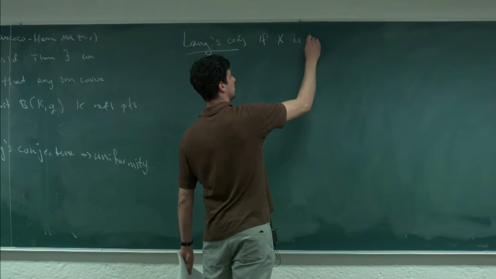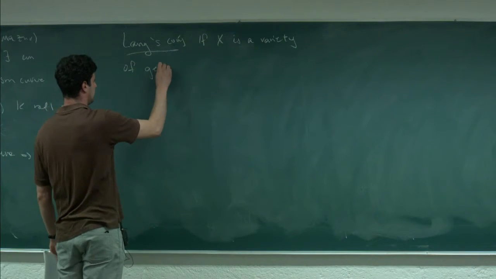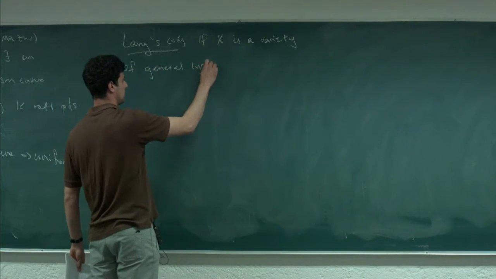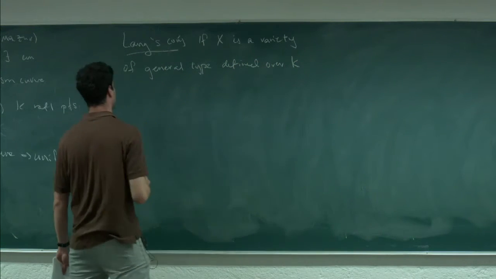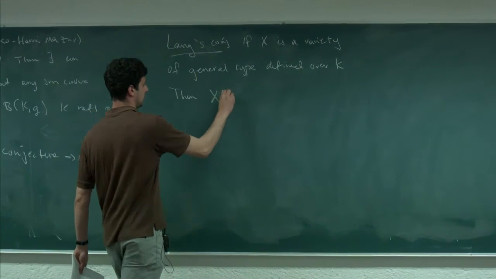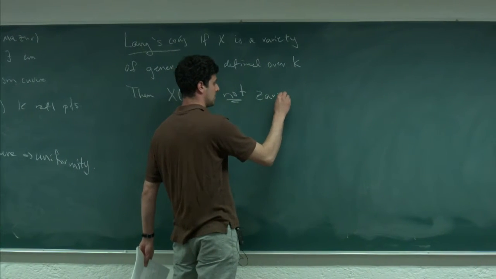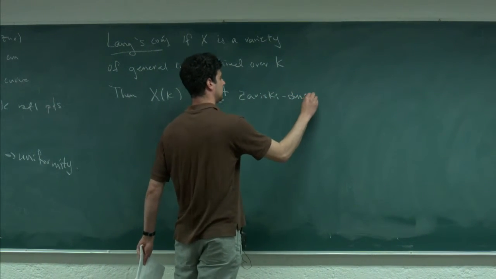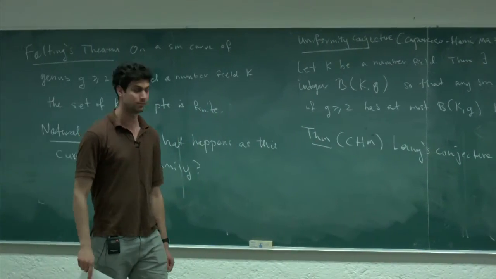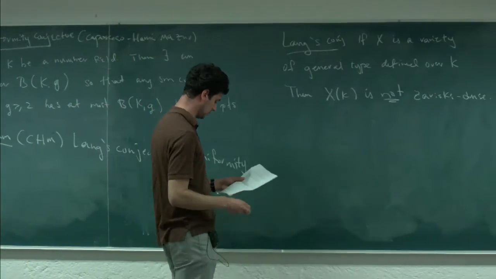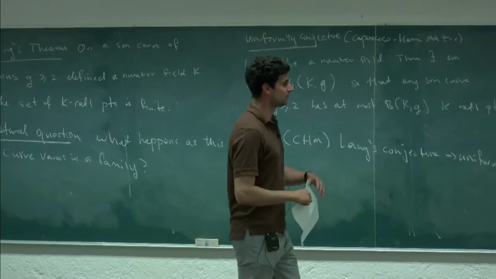if X is a variety of general type defined over K, then the set X(K) is not Zariski dense. Okay, so this is in contrast to the case of, say, X rational, where we know that the rational points may be dense. Okay. All right, so before getting into it, let me say what a variety of general type is.